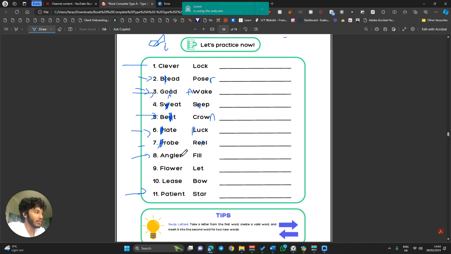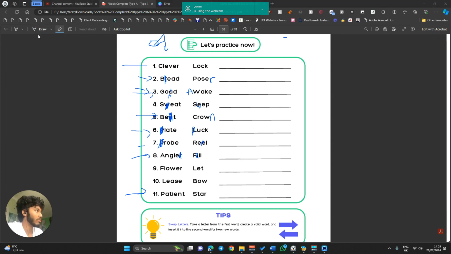Angler and fill. Okay, I see angle, and I'm going to see if I can put the R anywhere. I don't think I can put the R anywhere. Fill doesn't work. Frill, I don't think that's how you spell frill, to be honest, which is a type of garment. So angle and frill, these are going to be our 2 words.